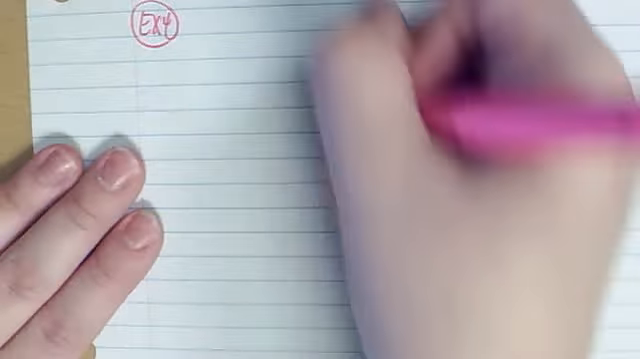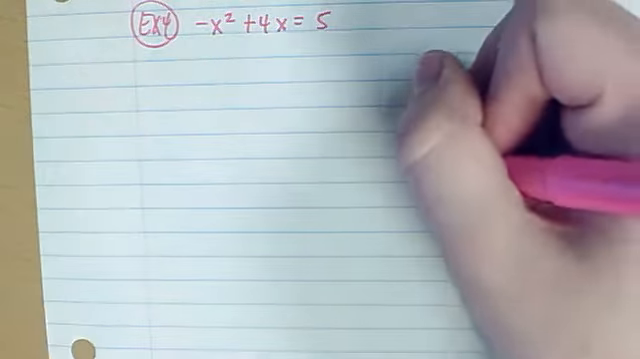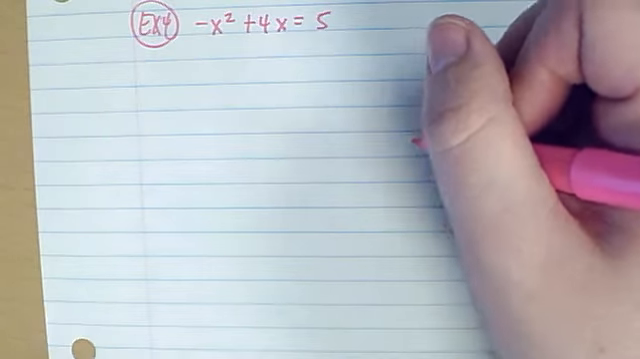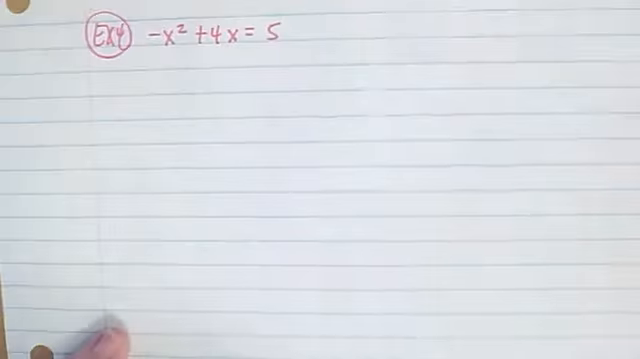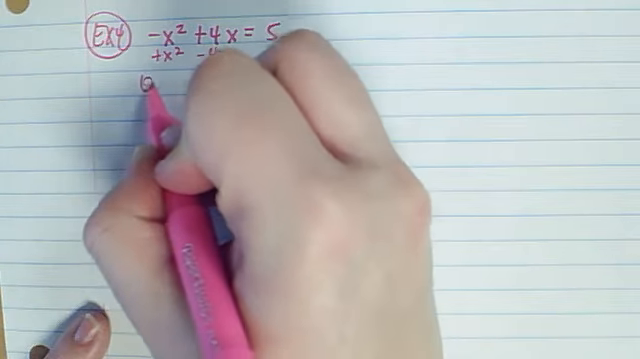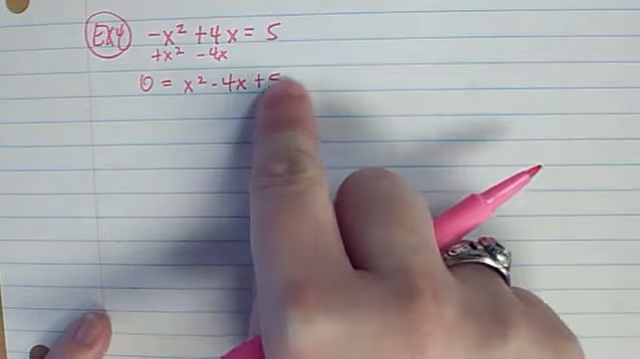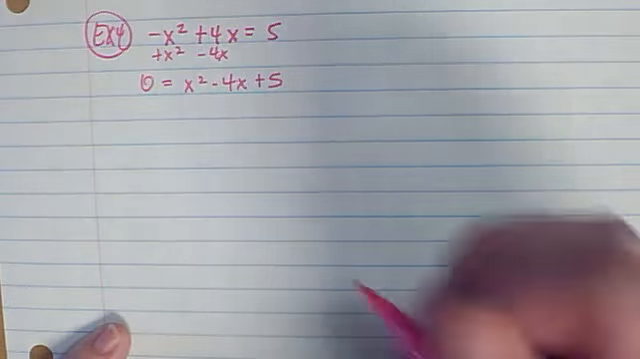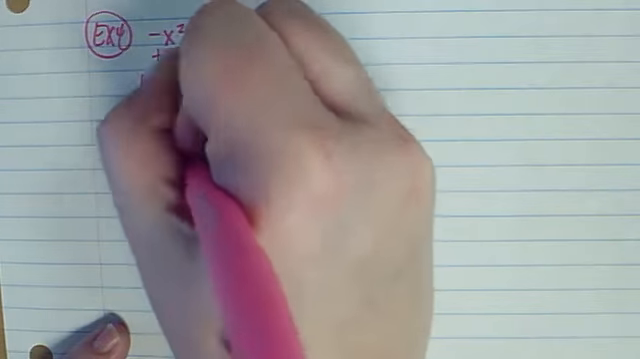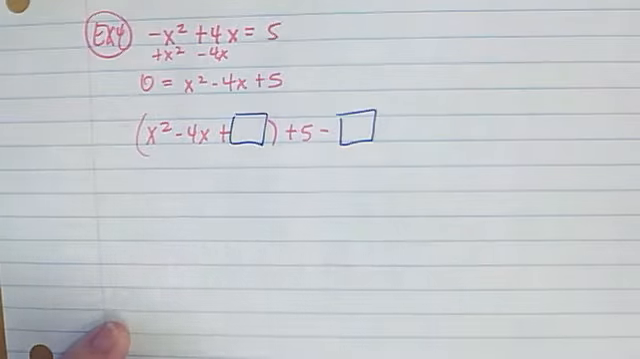Alright, example 4. I have negative x squared plus 4x equals 5. Again, I need to make it equal 0, and I want my x squared to be positive. So I'm going to add x squared and subtract 4x to move it to the other side. So I have 0 equals x squared minus 4x plus 5. Does it matter which side 0 is on? No, not really. So if I rewrite this, x squared minus 4x, leaving a blank there, plus 5, and I'm minusing that there. So I have my boxes.